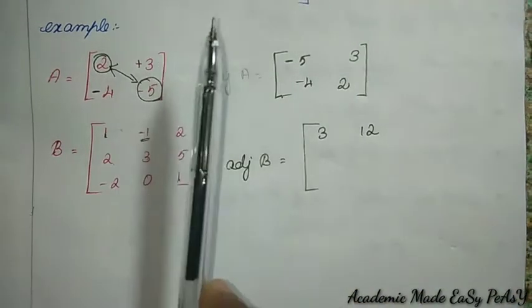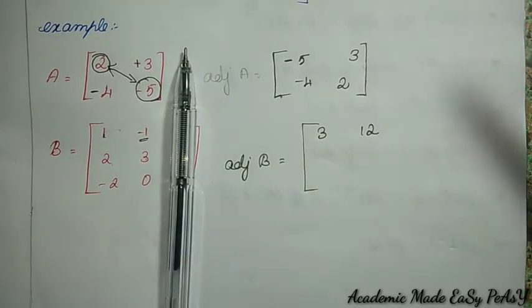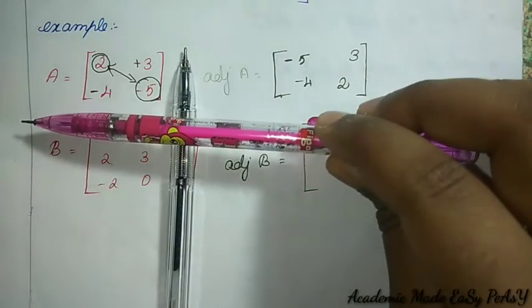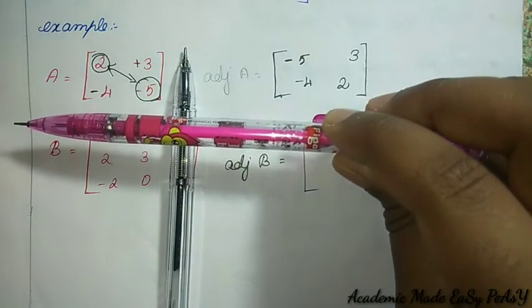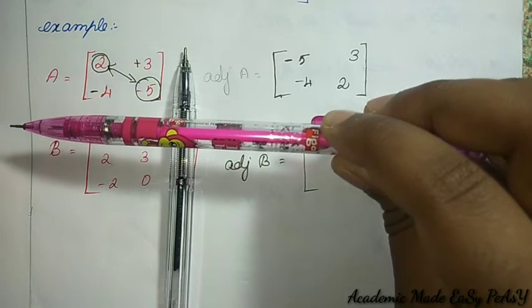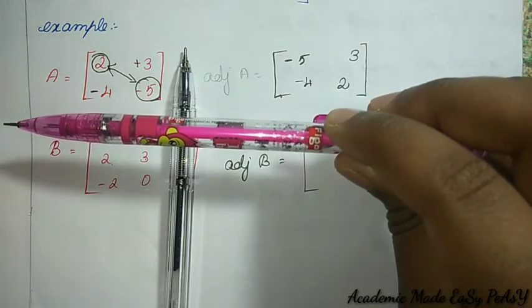Over. Next I will take the third element. I will hide these two, the row and column. What will I have remaining? 2, 0, minus 2, 3. So 2 into 3 is 6, and 0 times minus 2 is 0. Minus of minus 2 into 3, so plus 2 into 3. Then it means it is 6.